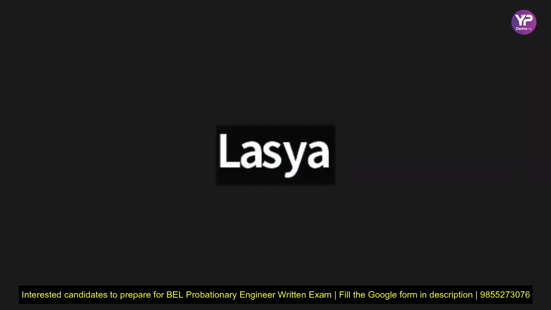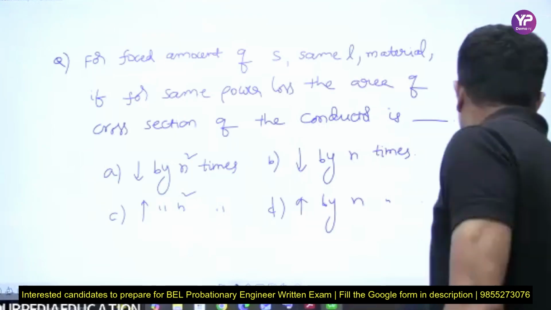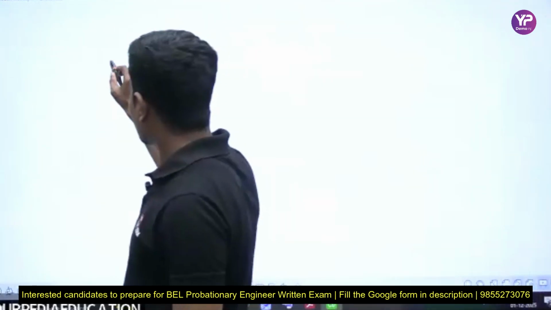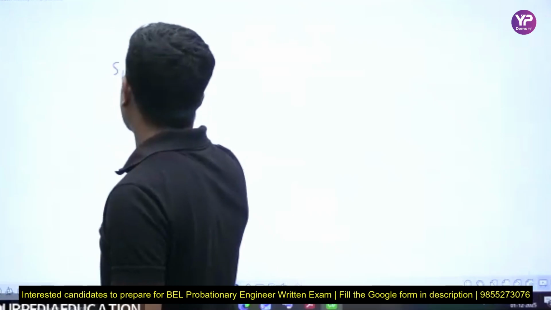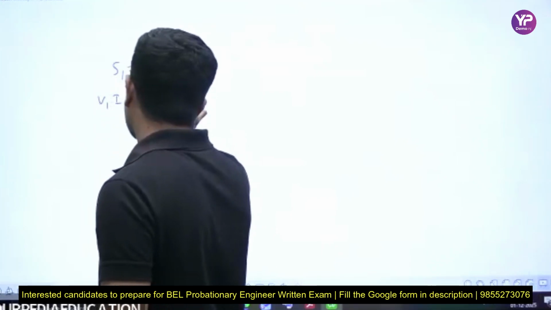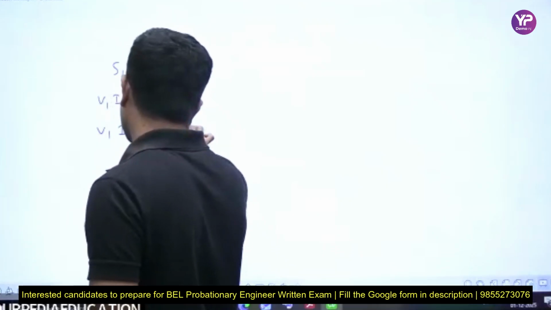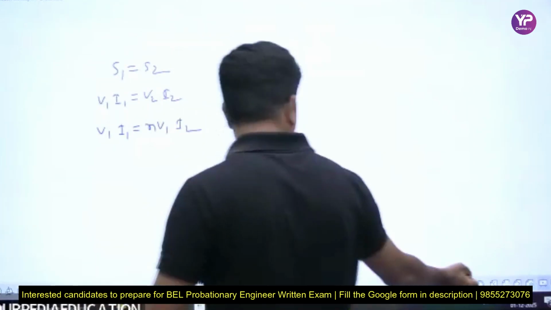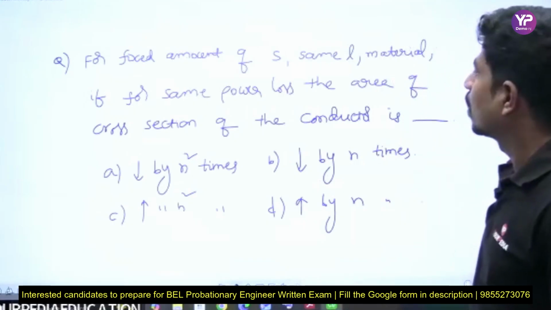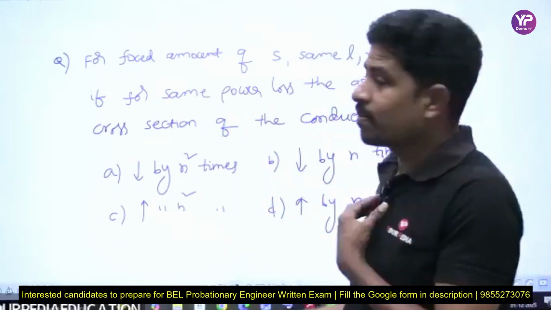Decreases by n times. We'll see. It's not just that we have some method. S1 is equal to S2, madam. V1 I1 is equal to V2 I2. V1 I1 is equal to V2, which is n times V1. Right? Did I mention voltage increases by n times? Yeah, the obvious case is that voltage increases by n times. I forgot to mention that here.